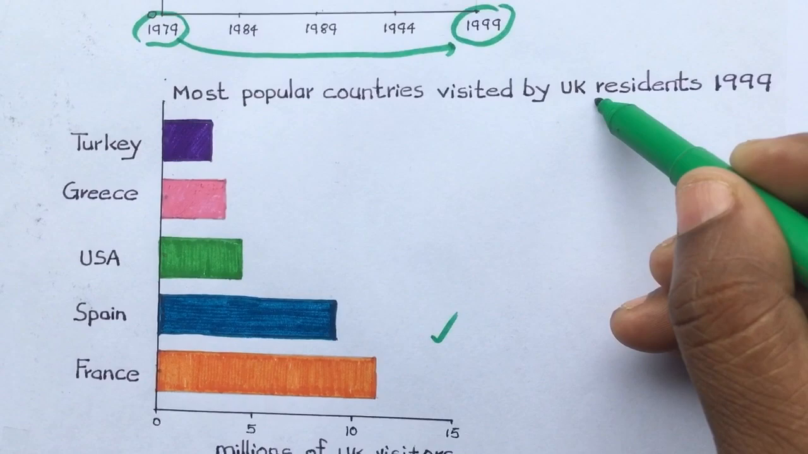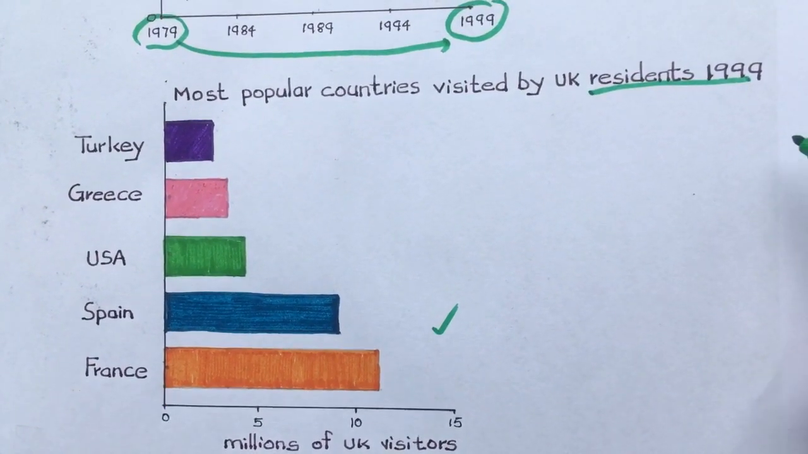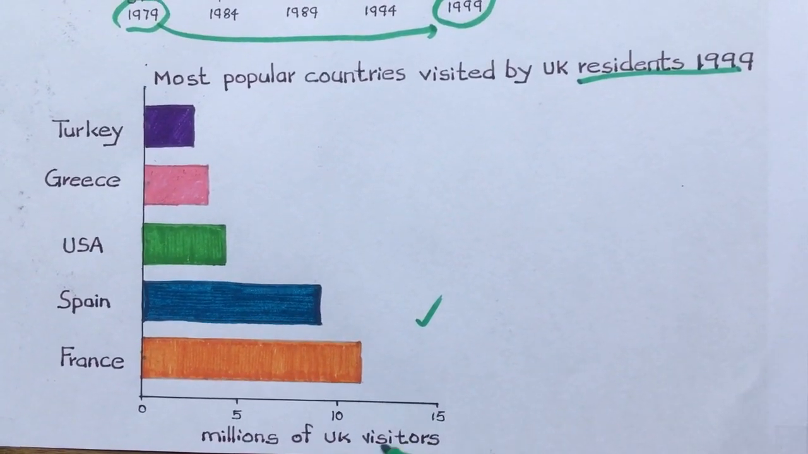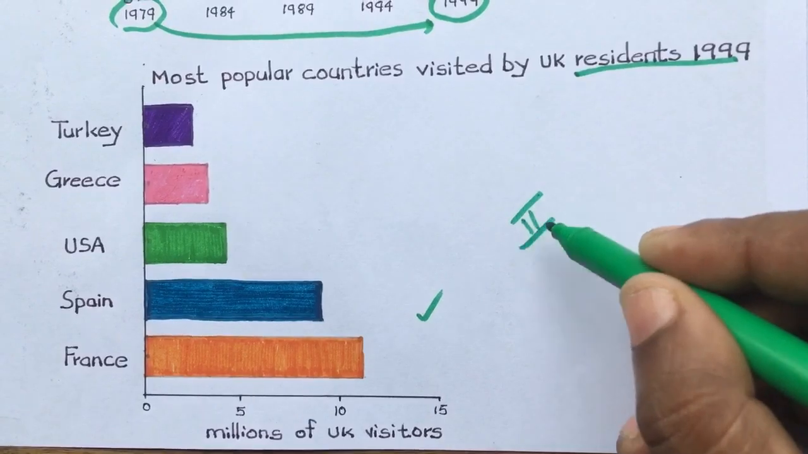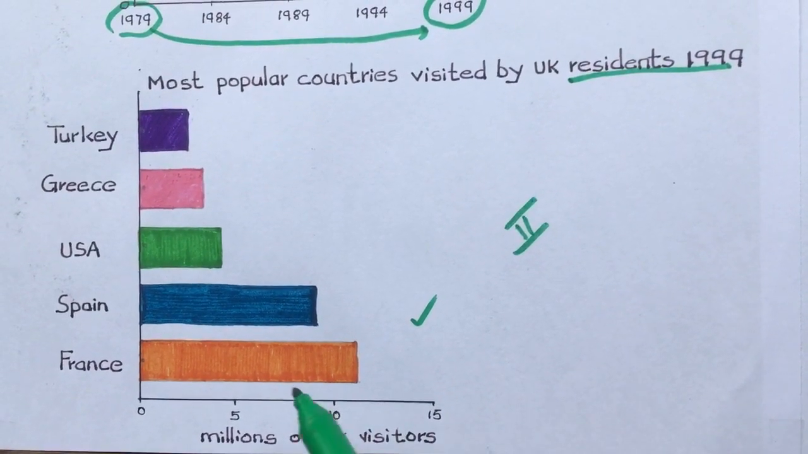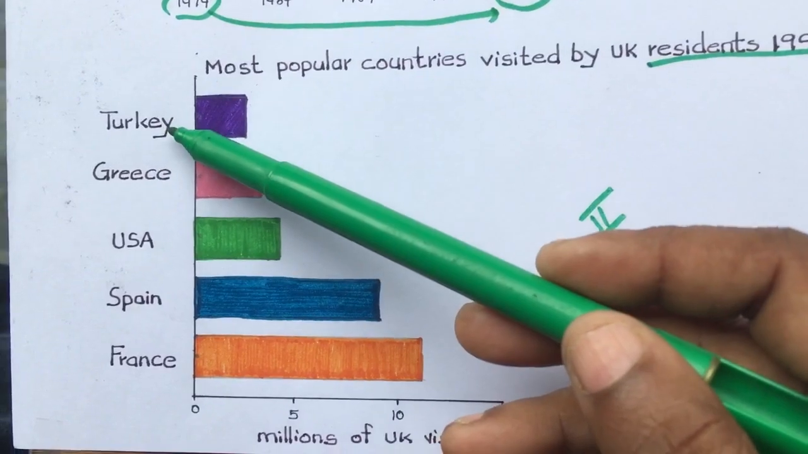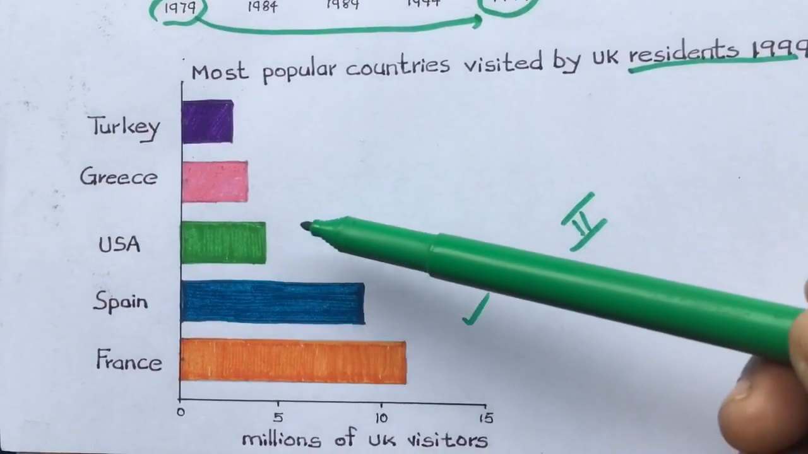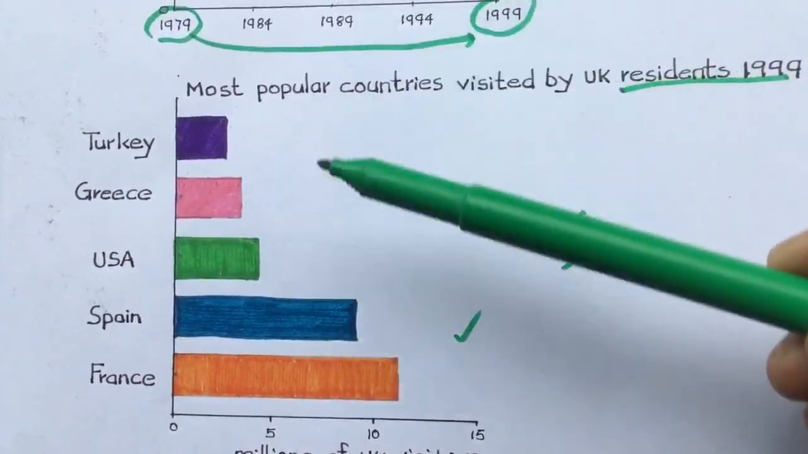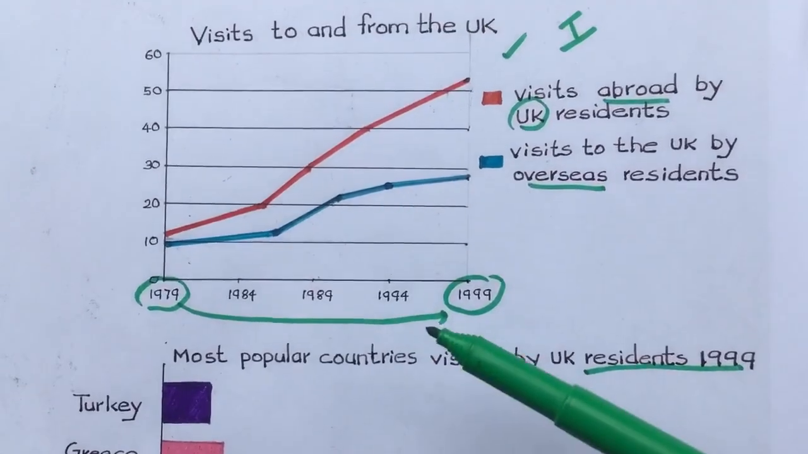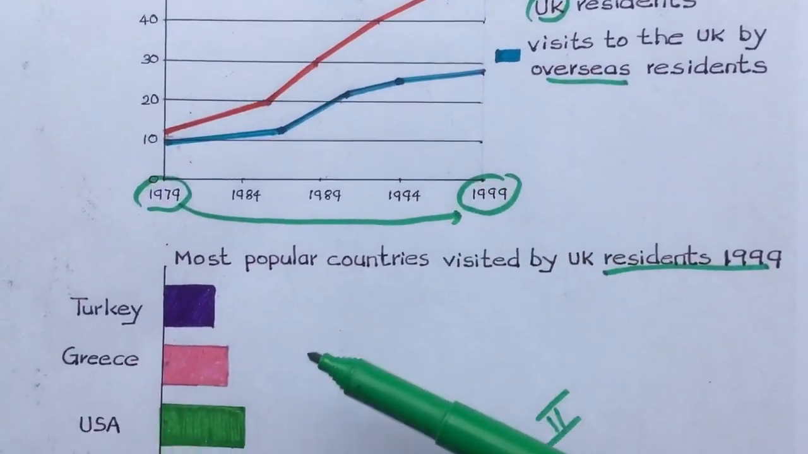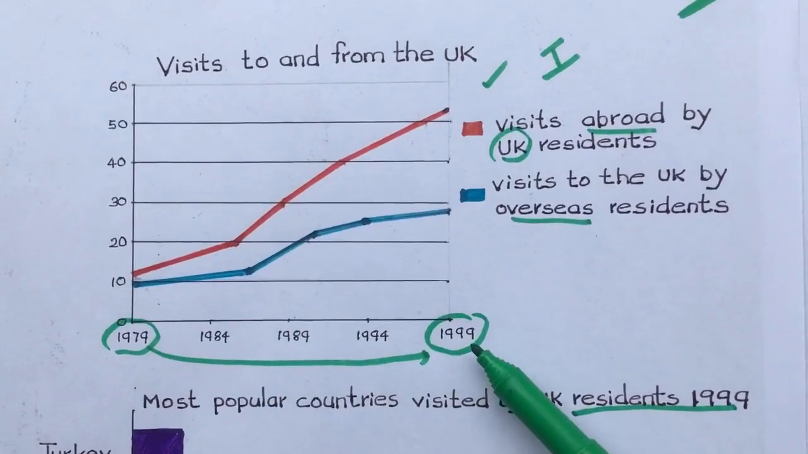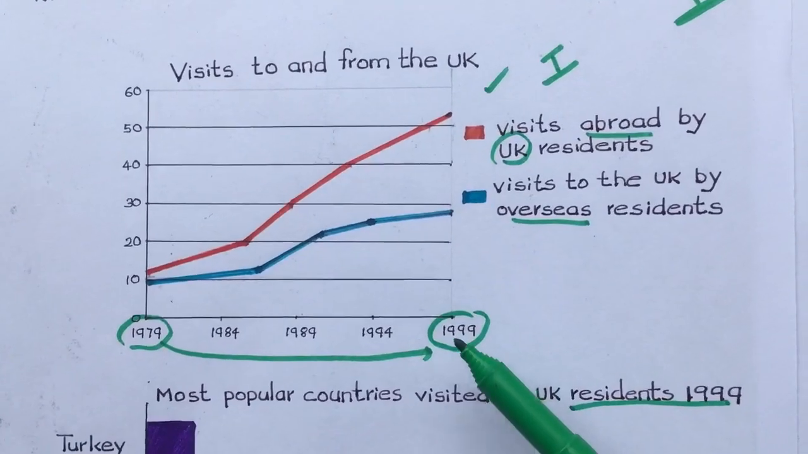The bar diagram is about UK residents only, in 1999. So what data is given? This is our second diagram: millions of UK visitors, and how many countries? Five countries. Millions of UK visitors to different countries, five countries precisely. So see the trend in both diagrams. The trend is about UK residents, and this diagram is about 1999, while the other is about 1979 to 1999. This is a common factor.